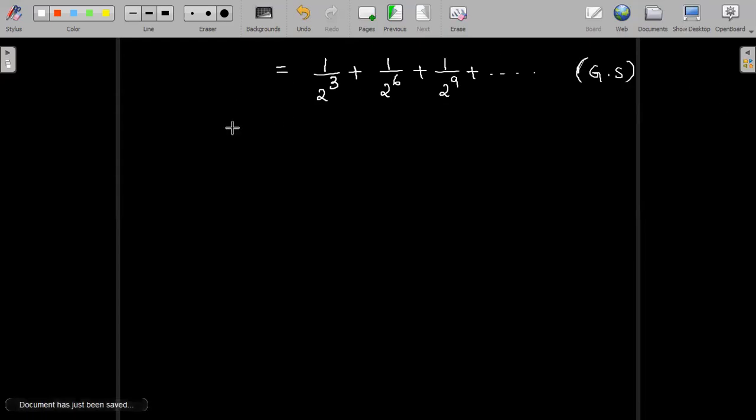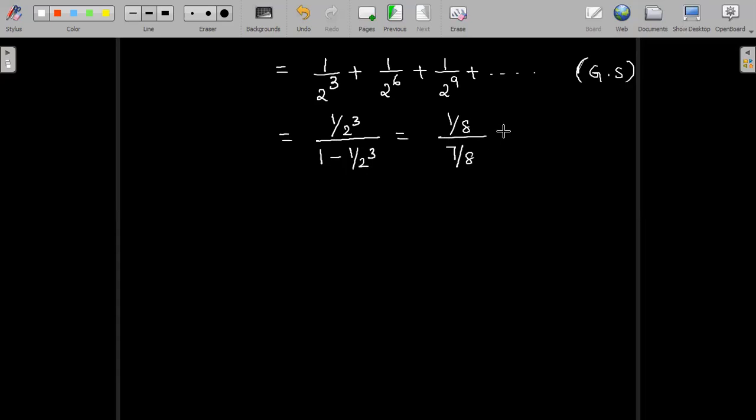So once again, the sum up to infinite terms of a geometric series is A divided by 1 minus R. A is 1 divided by 2 cube. R is also 1 by 2 cube. So this gives us 1 by 8, the whole divided by 1 minus 1 by 8, which is 7 by 8. And on simplification, this is 1 by 7.